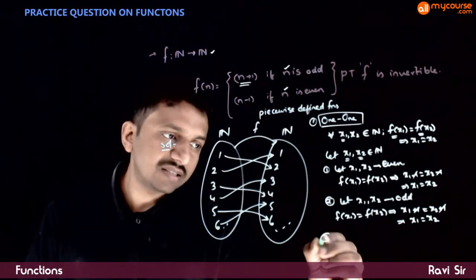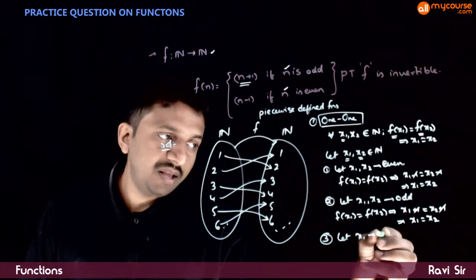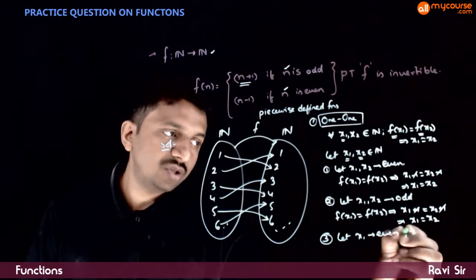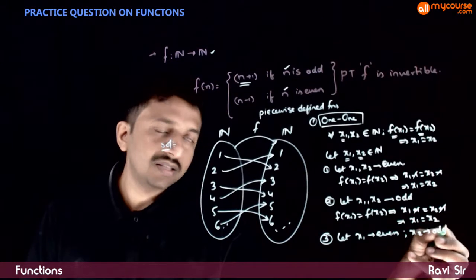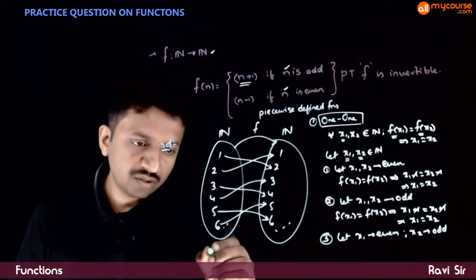Now the third case: let x1 be even and x2 be odd. That means one of the numbers is even, the other number is odd.